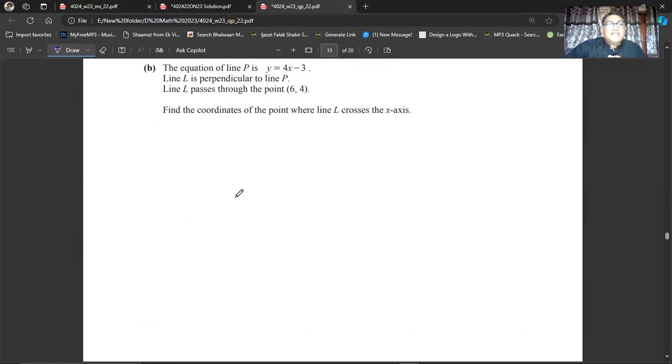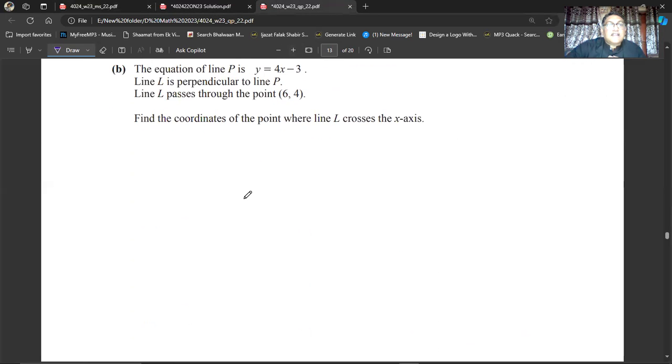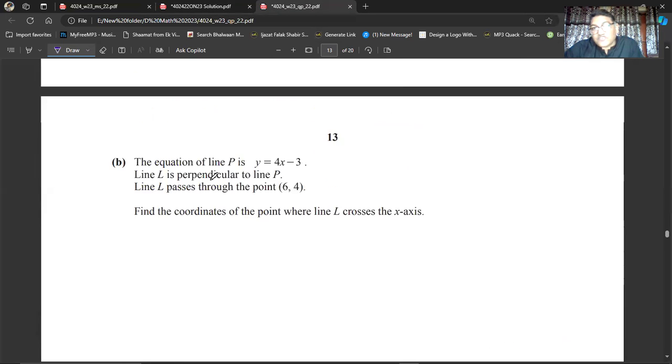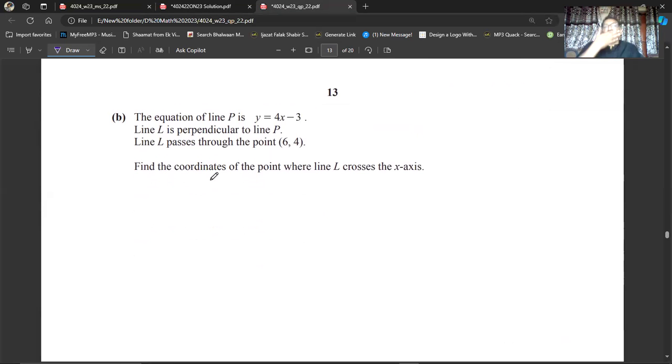Okay, then he says the equation of line P is y equals 4x minus 3. The line L is perpendicular to the line P. The line L passes through the point 6, 4. Find the coordinates of the point where the line L crosses the x-axis. It's a 4 marks question. And you know, the line P is given, its equation is given.